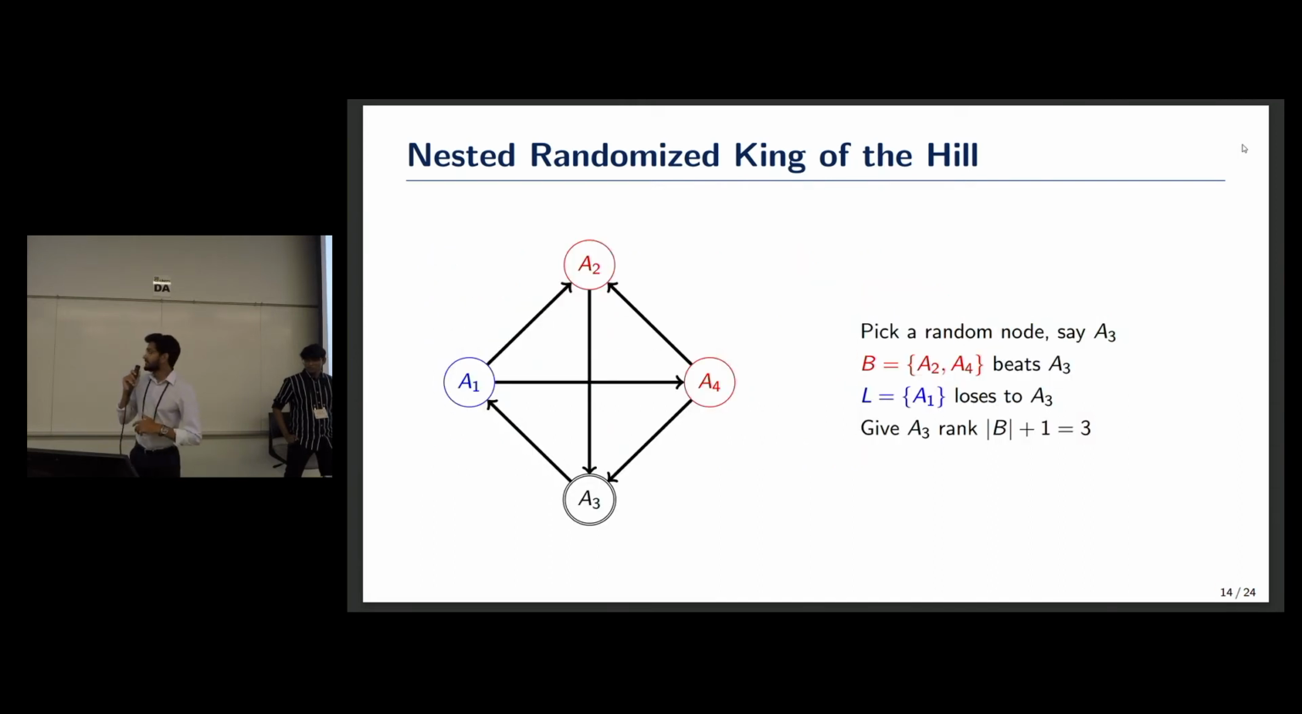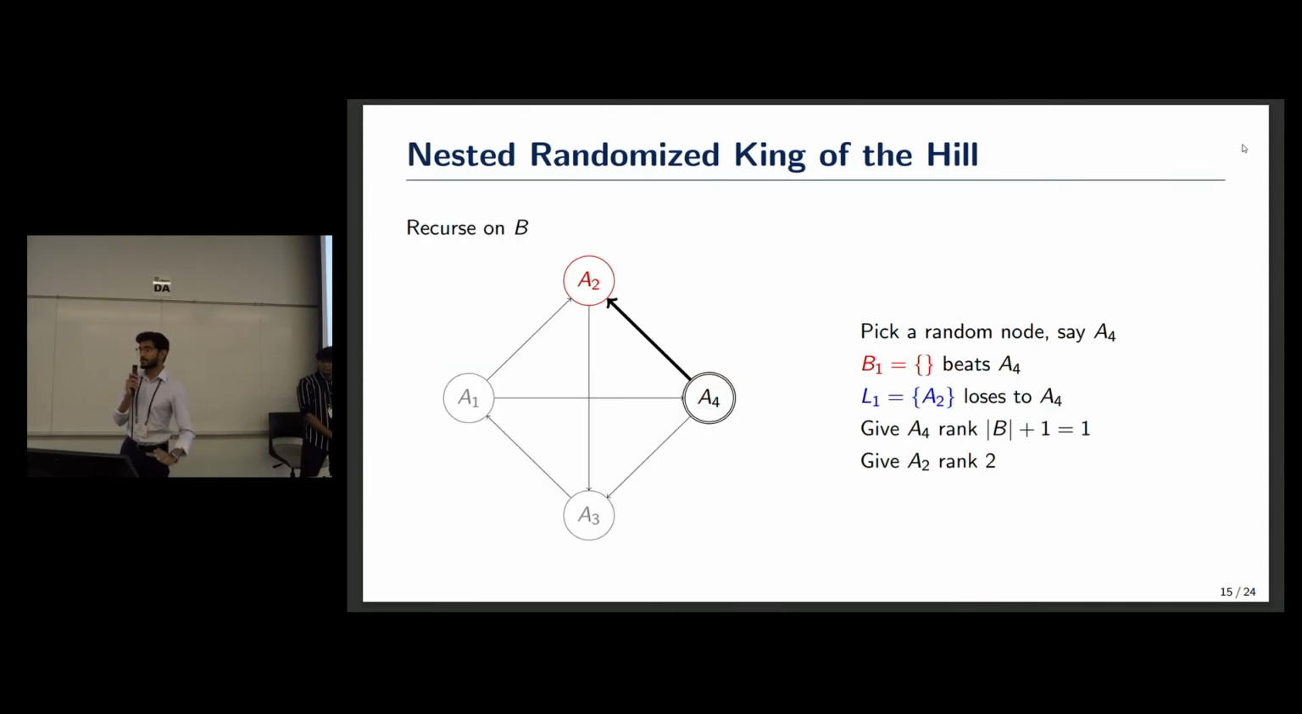So for example, we'll look at one iteration of this algorithm. We can take a look at this particular instance of the tournament, and we randomly pick a node. Let's say we pick A3 to be the pivot. We see that A2 and A4 both beat A3, so we're going to rank them above A3. And we see that A1 loses to A3, so A1's going to be ranked below A3. This now fixes A3's rank, and then we recurse on both sets. On the bottom, there's really nothing to do because it's just A1.